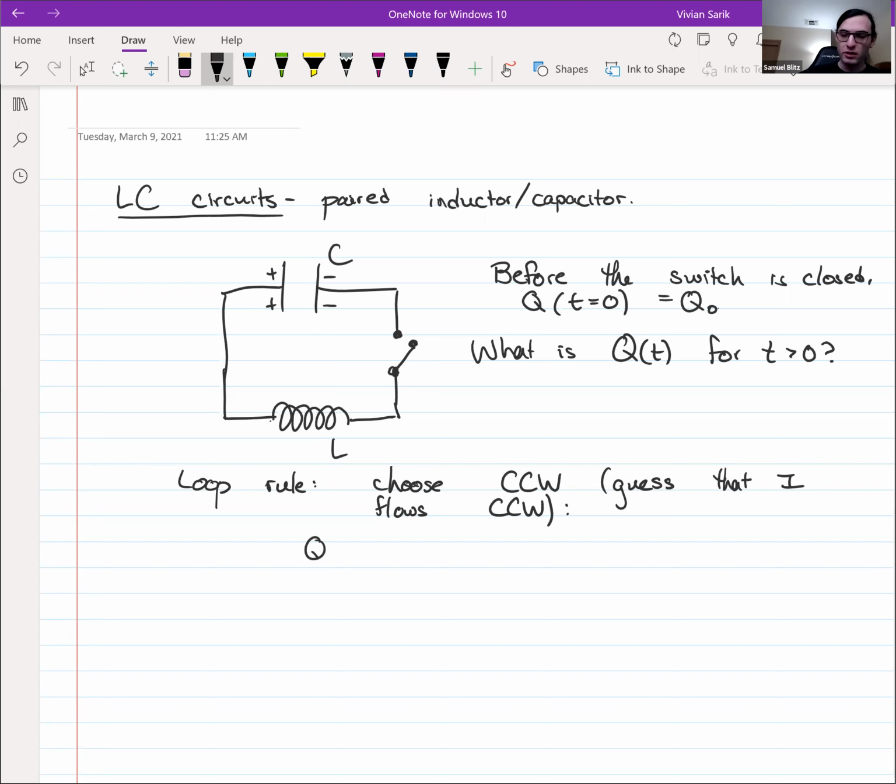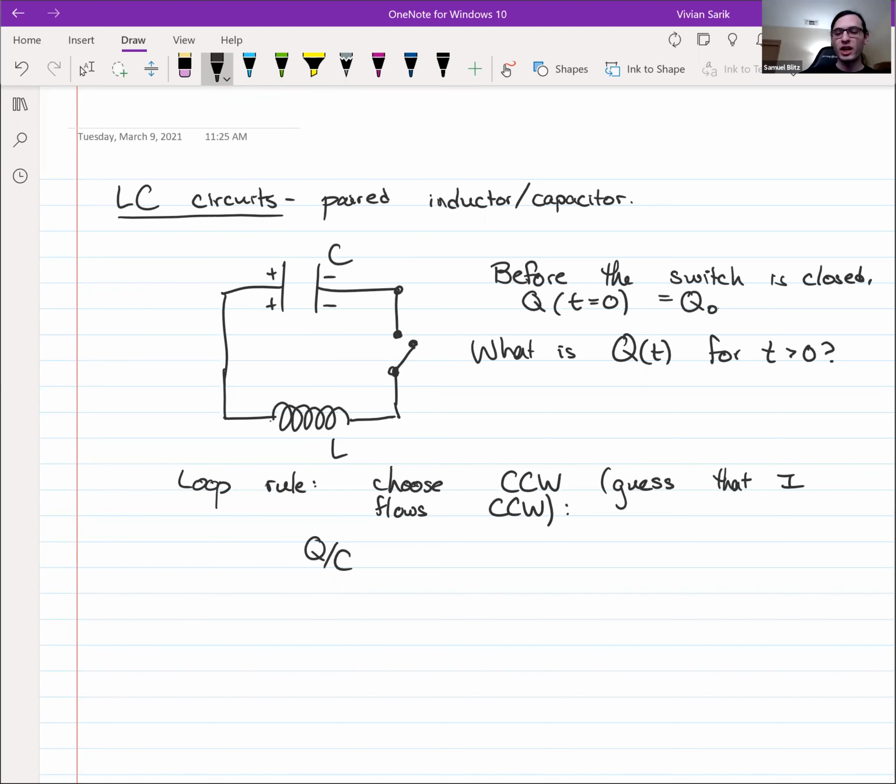So we have Q over C. If, say, we start top right, we pass by the capacitor from right to left because we're going counterclockwise. Because the positive side is on the second side that we get to, the voltage goes from low to high. So we have a plus Q over C.